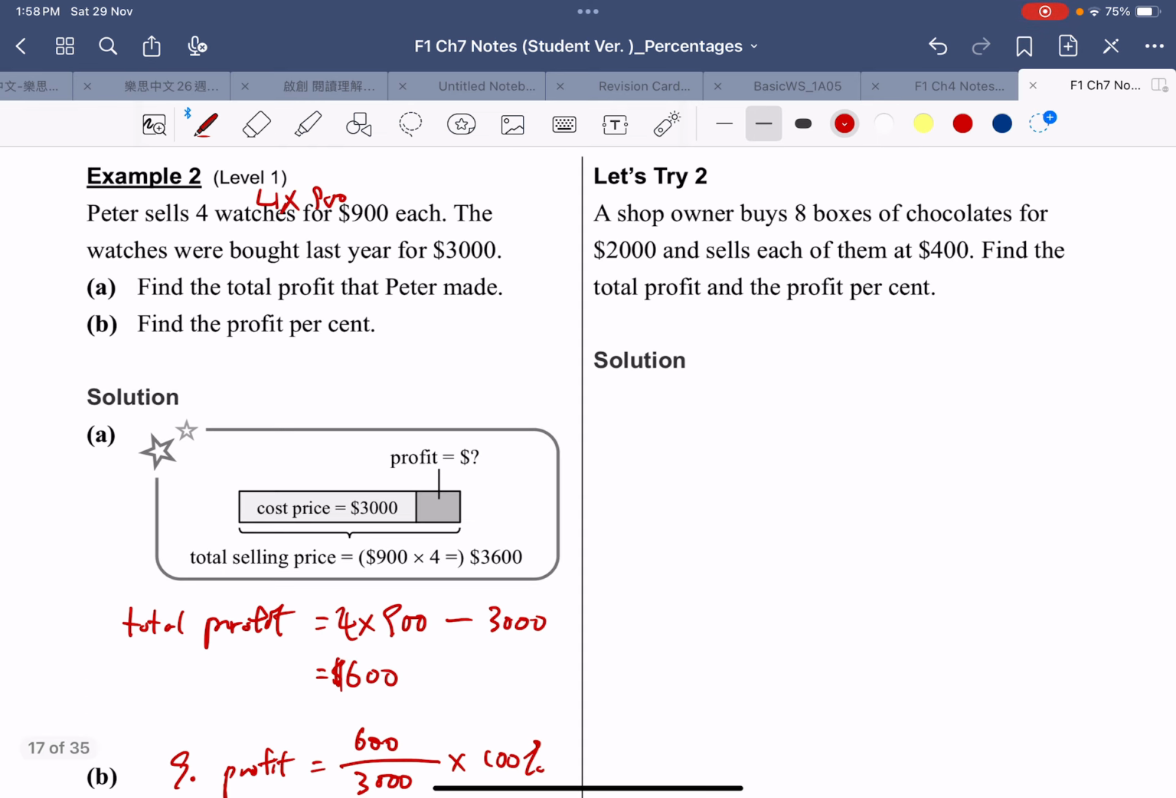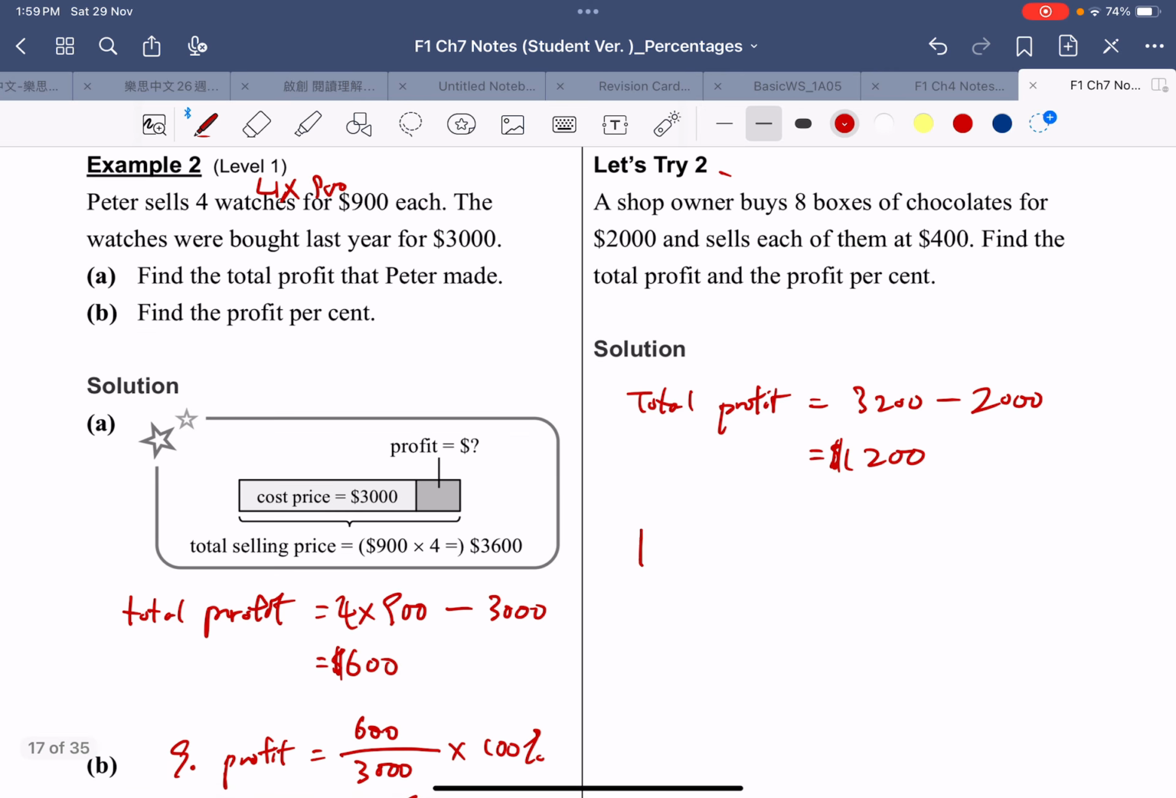Simple. And then try this. Okay, let's try 2. Total profit equals 3200 minus 2000. Remember to add a dollar sign. And then profit percent, or percentage profit, equals 1200 profit divided by cost times 100% equals 60%. Yeah, right?